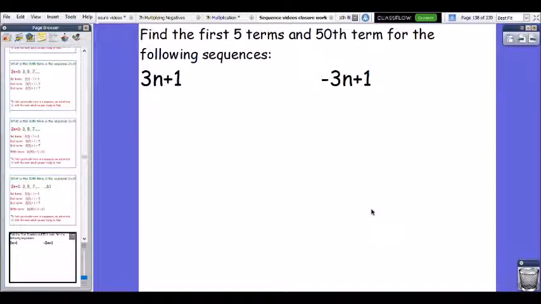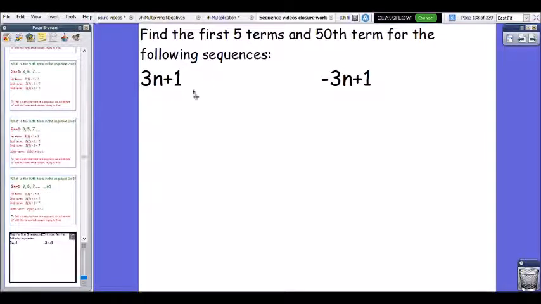Okay, so what I would like us to do is pause the video and see if you can write the first 5 terms and the 50th term of the following sequences. If you're feeling a bit stuck, just leave the video running and I'm going to talk you through both of these examples now. Okay, so let's try my first question.